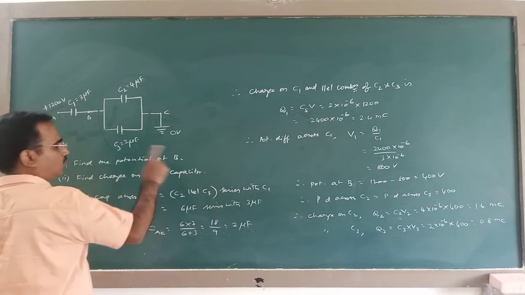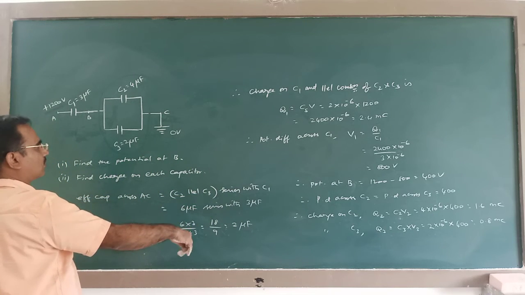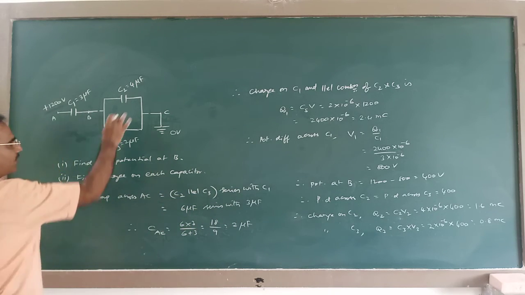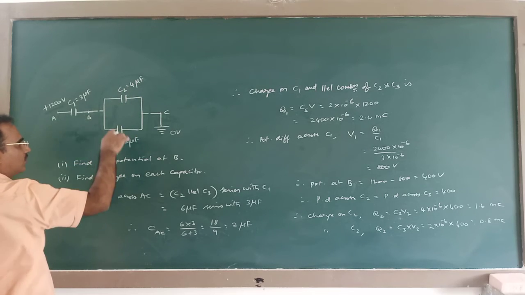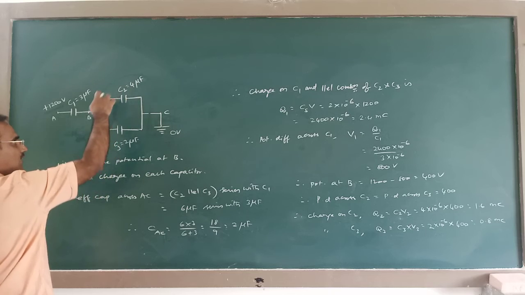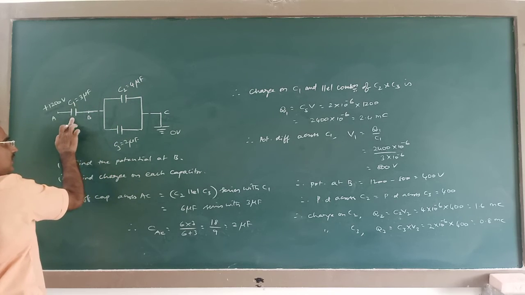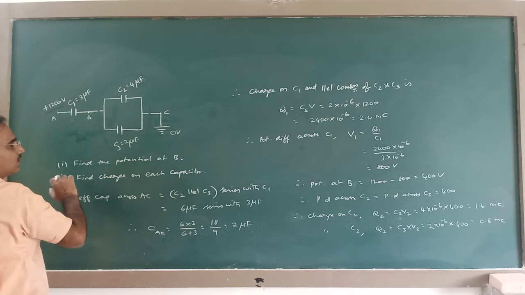To check whether this answer is correct or not, you apply the principles of parallel connection. In parallel connection, the potential difference is the same, that is 400 each. But the total charge on this system should become equal to the charge on this, because these two are in series.